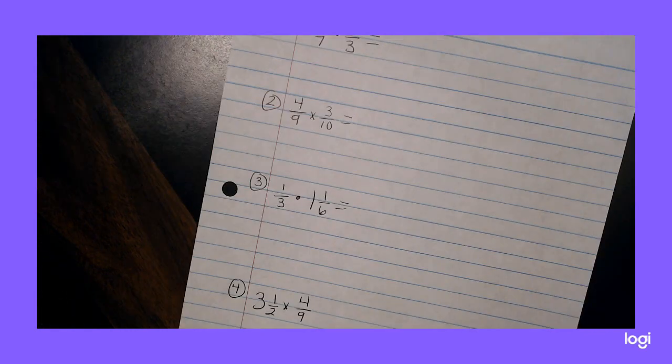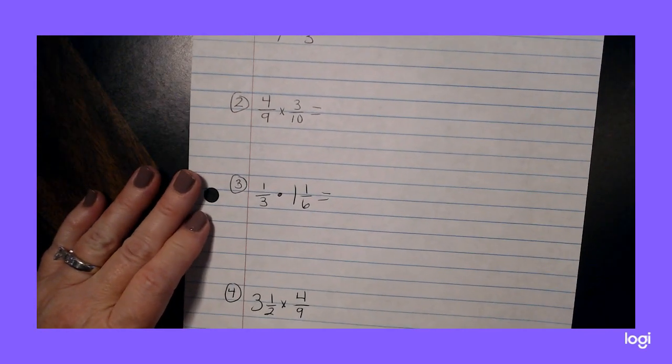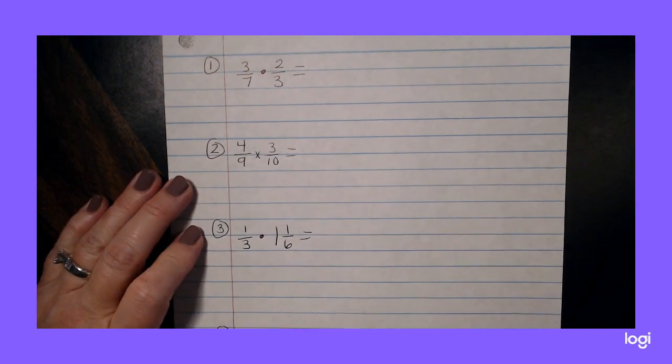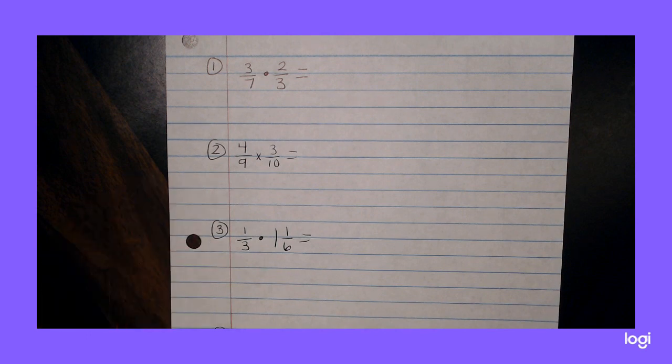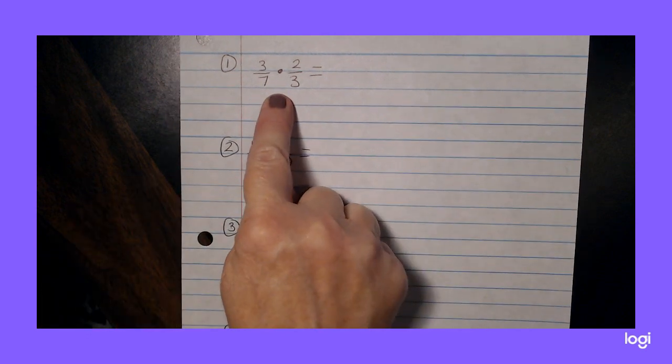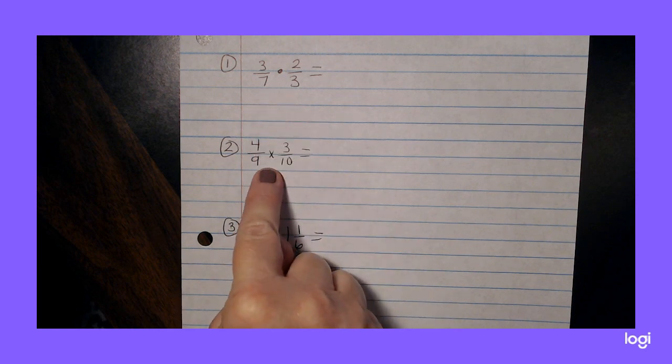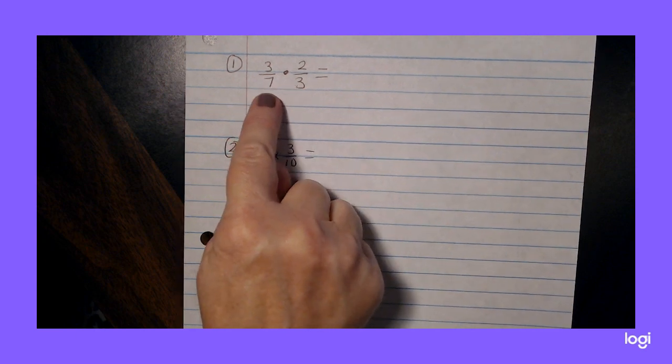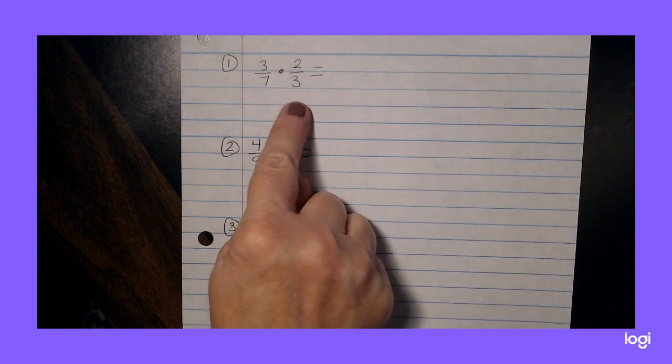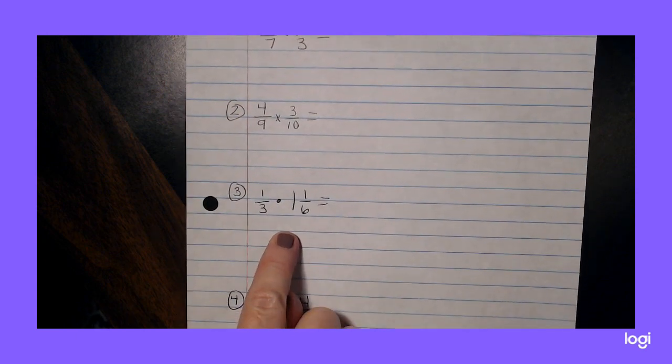All right, so I have given you here 4 problems that I'd like for you to go ahead and solve in your notebook. If you noticed, I used a dot sometimes because we know that a dot means multiplication. I also have used the symbol X. I've given you just fraction times a fraction. I've also included some mixed numbers.